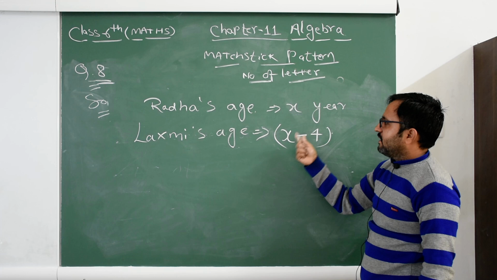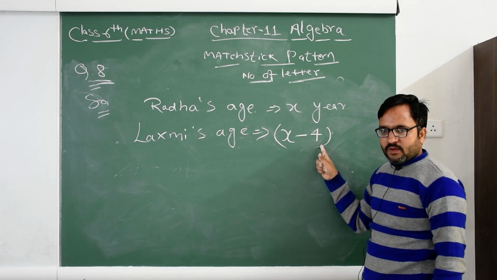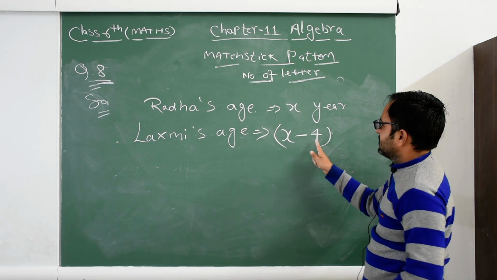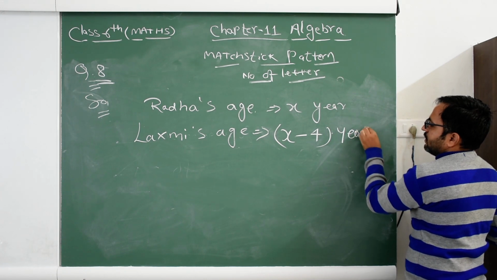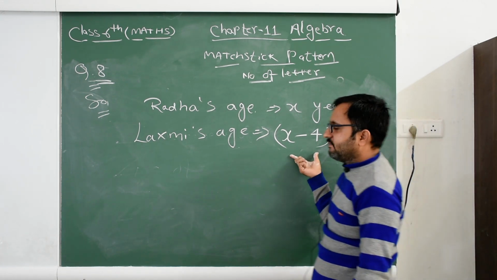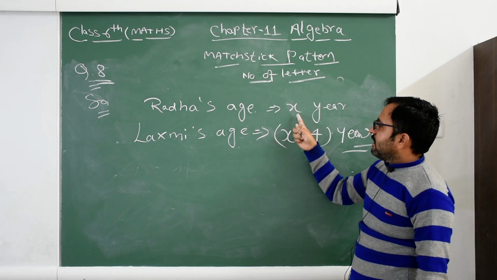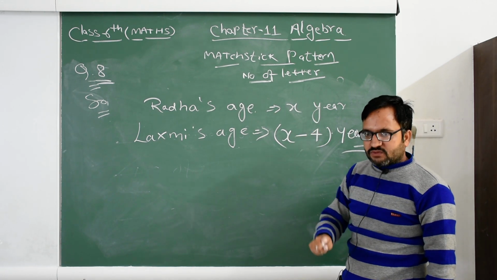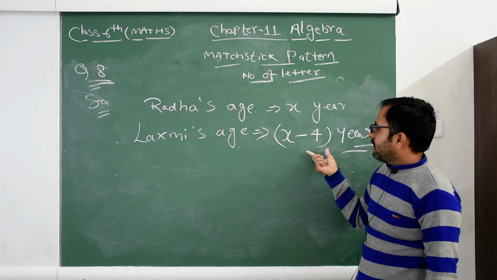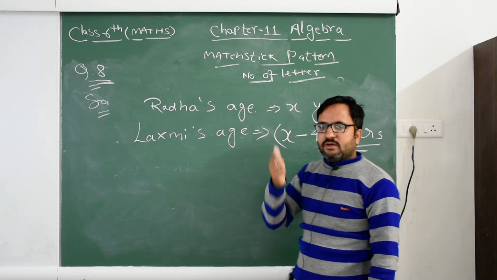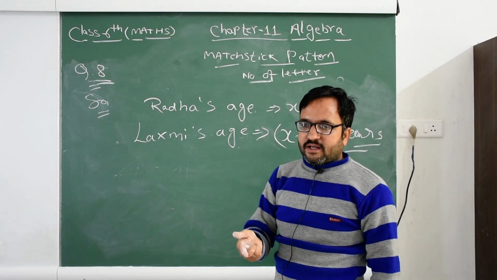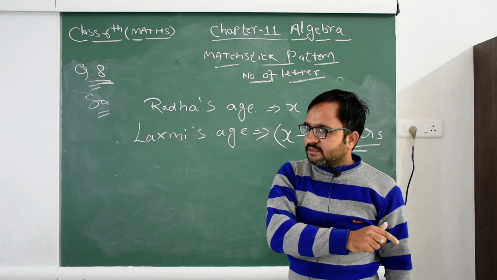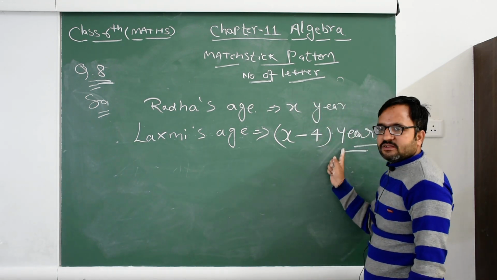Leela is 4 years younger, that means we subtract 4. Younger means below. So x minus 4 years. This is Leela's age, x minus 4, because x is Radha's age and Leela is younger, that means minus 4. If in your question it says older, that means plus 4; older means bigger, and younger means smaller. So this is x minus 4.